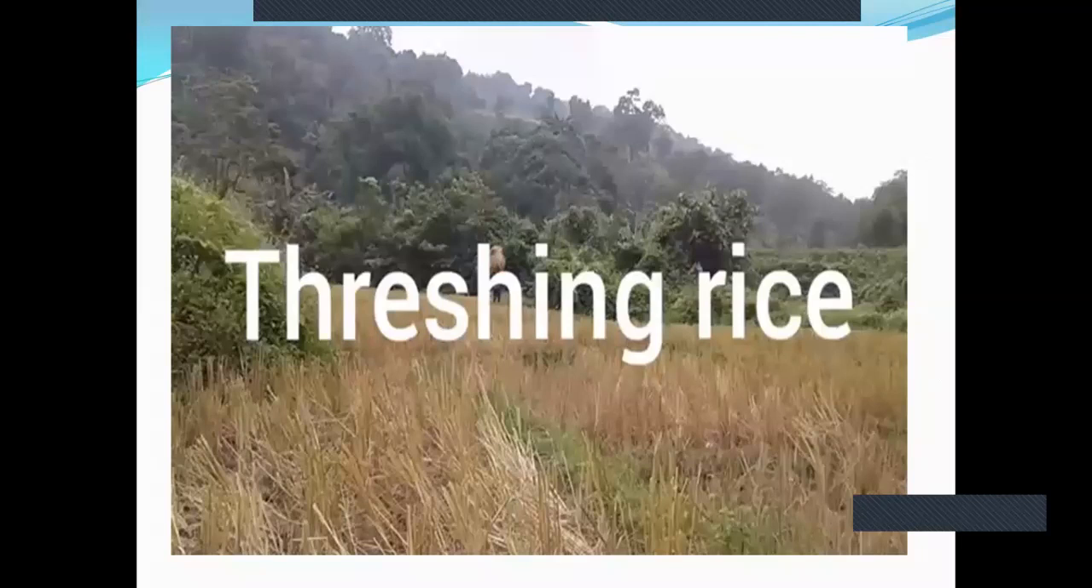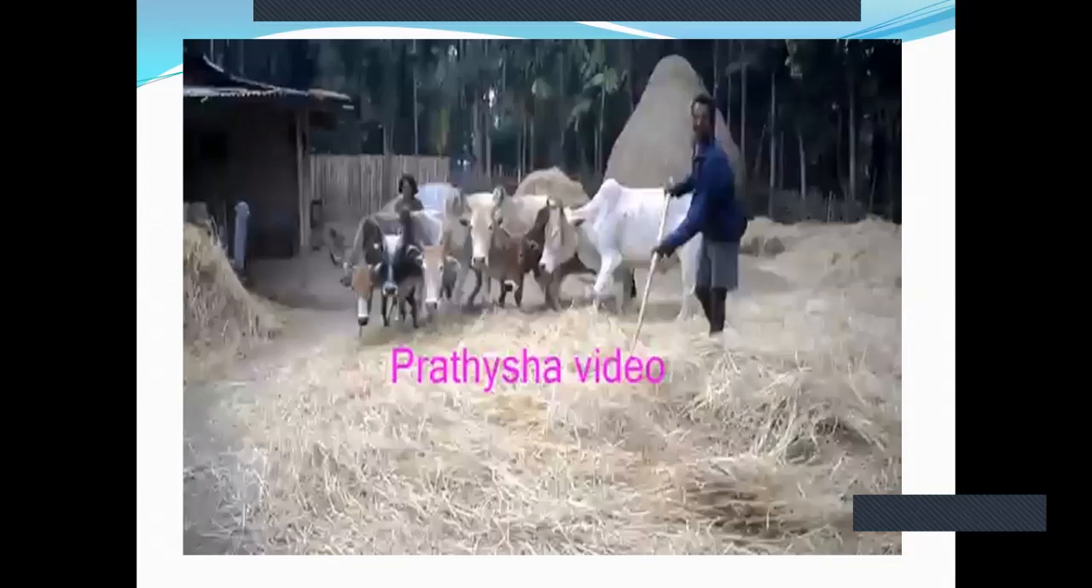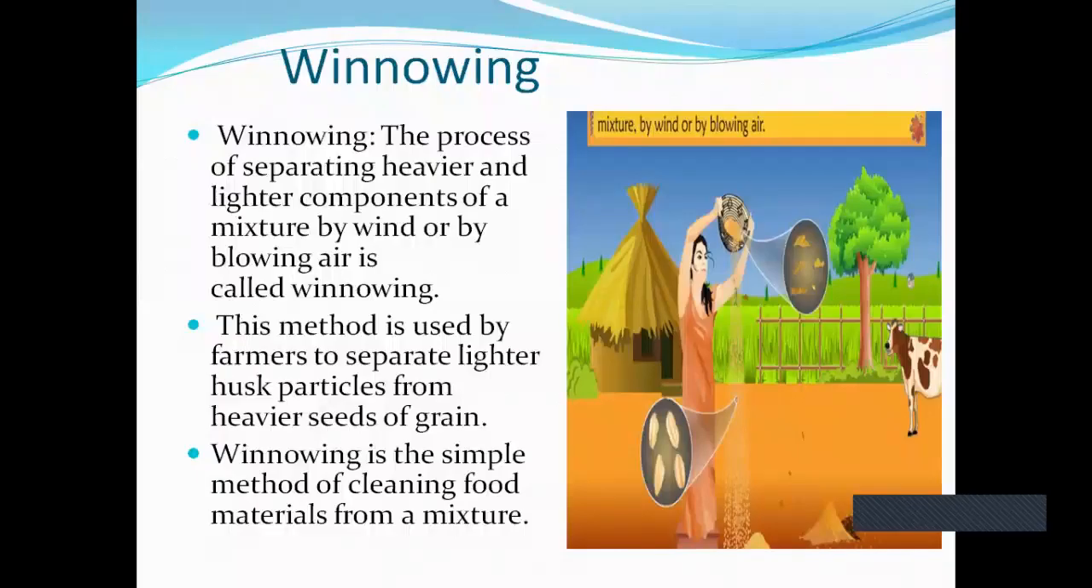The first video is of the farmer doing the threshing of rice in his field. So please watch this video. After that, the second video is about how the farmer is doing threshing with the help of animals, and the last video I have shared shows how threshing is done by the farmer using the machine, right? So please watch these three different methods and come back to my class.